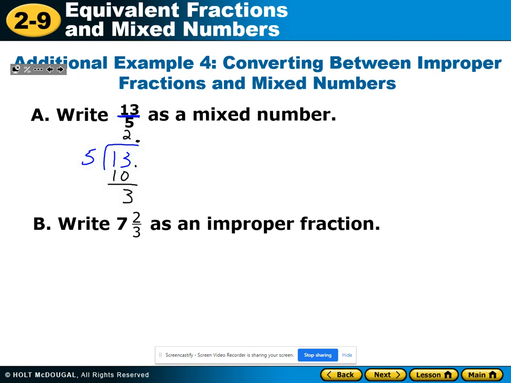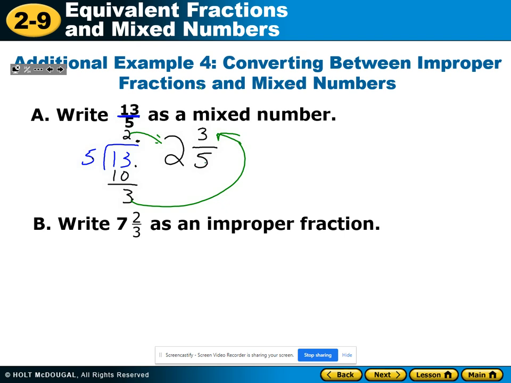There's a 3. The number on top, that's your whole number. The 5 stays your denominator. And the number down here is your new numerator. 2 3/5. So, number on top, that's your whole number. Number on bottom, that's your numerator. And your denominator, notice, stays the same.